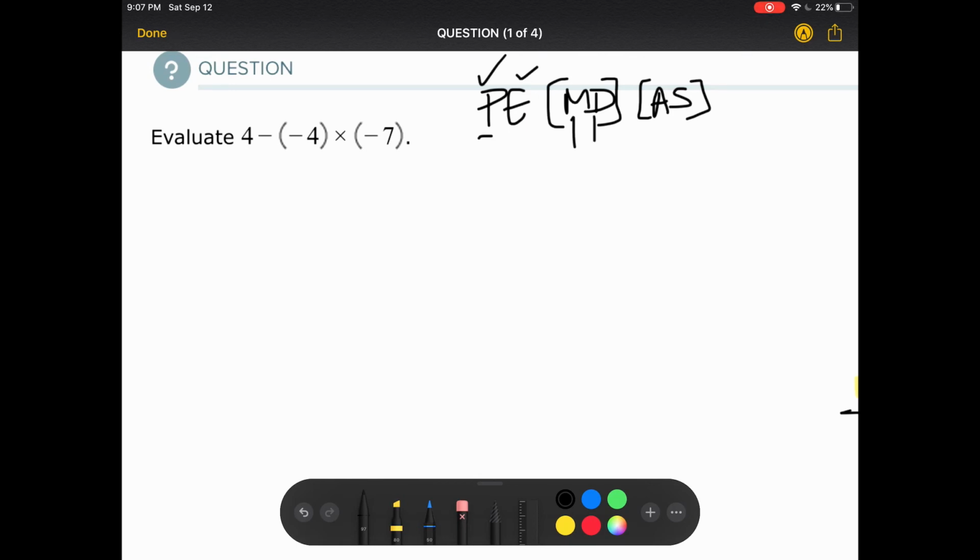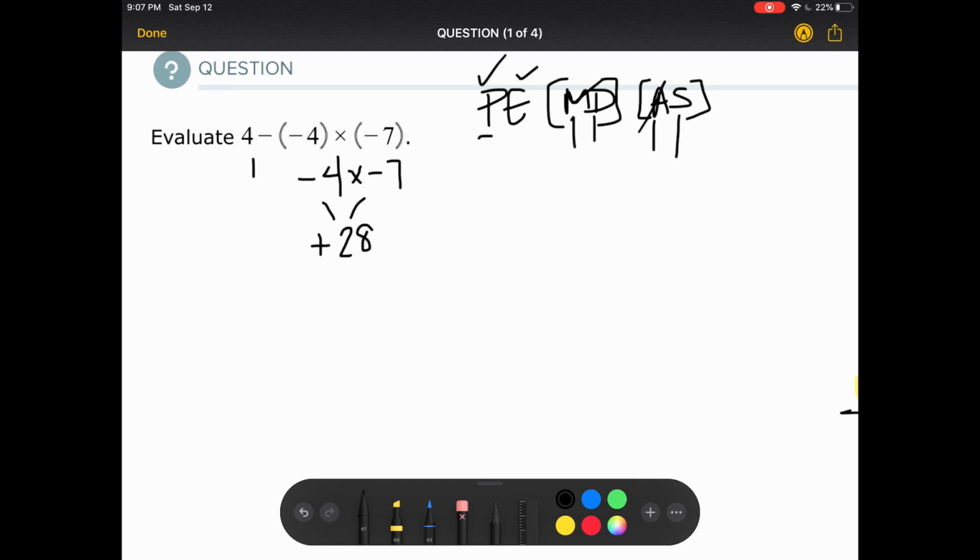And then I look at my multiplication and division. Well, I know that there's no division, so I can do my multiplication. So I'm looking at what I'm multiplying, okay? I have -4 times -7, okay? Now these two things together make a positive, right? So I know that's a plus. And 4 times 7 is 28, okay?